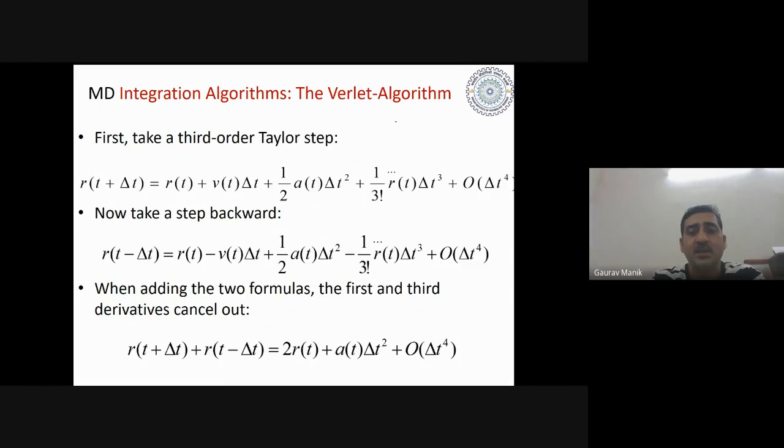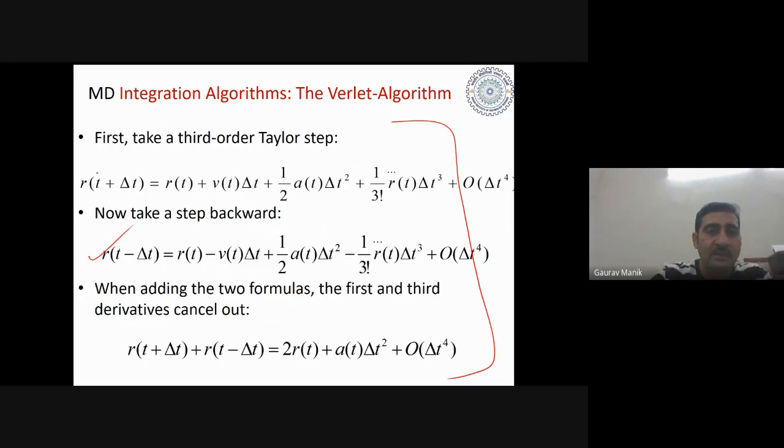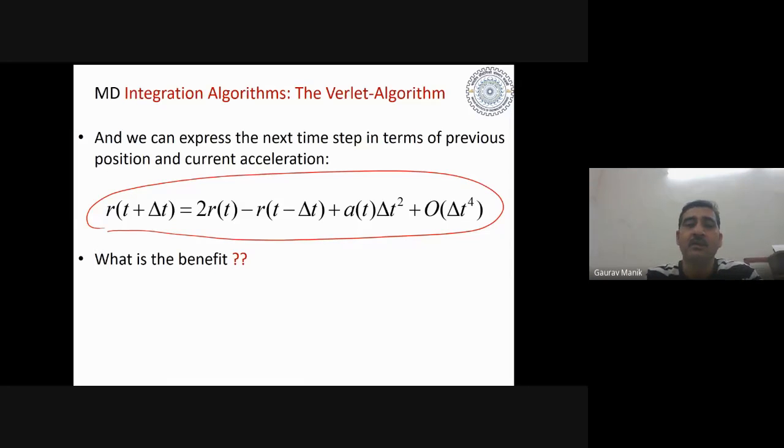So these are some estimations, kind of a Verlet algorithm, where you find r(t + Δt) and you find r(t − Δt), and when you sum these up, the summation gives you this equation, which means this equation is hardly dependent on velocities.